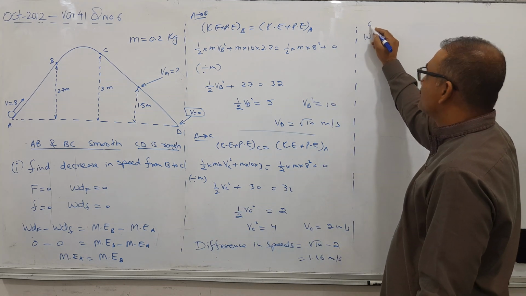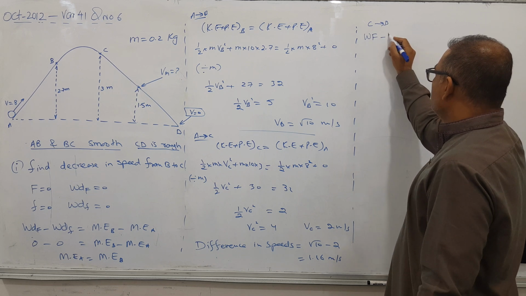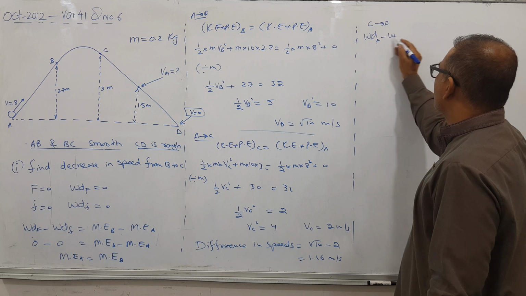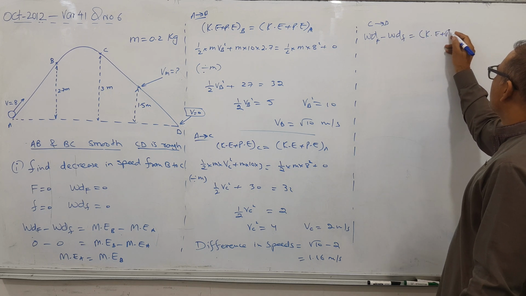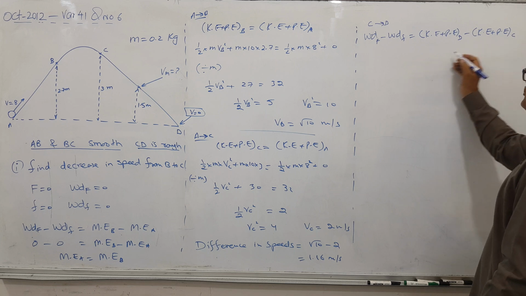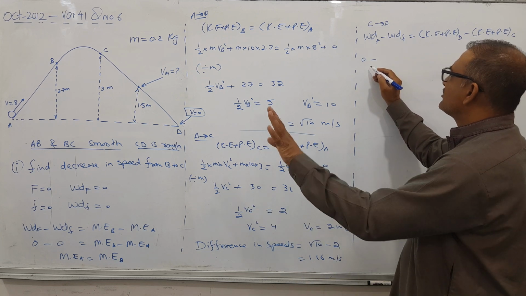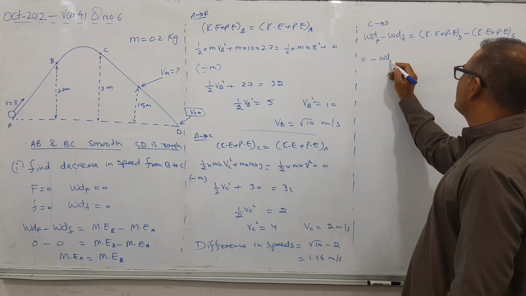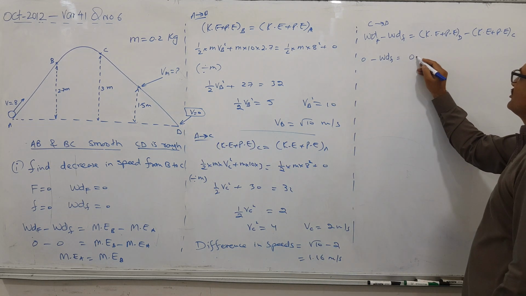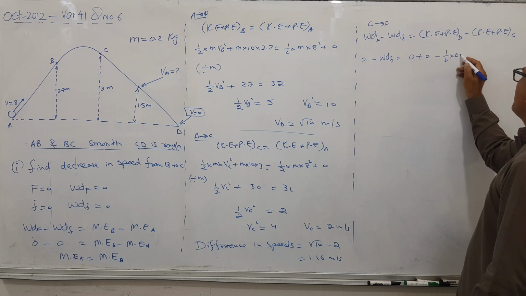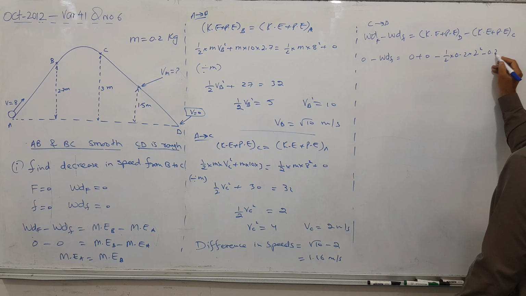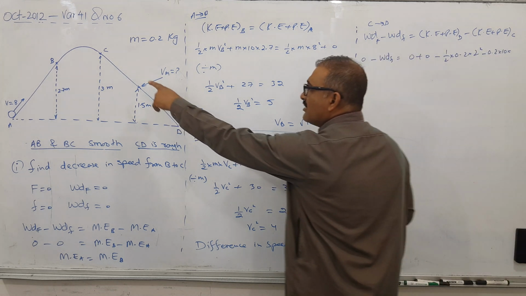First I'm applying it from C to D. Work done by applied force minus work done by frictional force equals kinetic energy plus potential energy at the end spot D minus kinetic energy plus potential energy at the start spot C. Work by applied force is 0 because it's a launch only, given a speed only, no applied force. Kinetic energy at D is 0, and potential is also 0 because the height is 0, so both are zeros. At C, half m v squared with speed 2, and m g h with h of C as 3 meters.